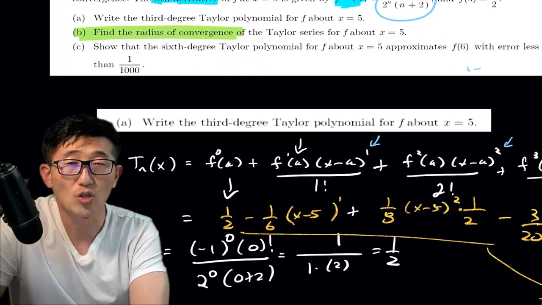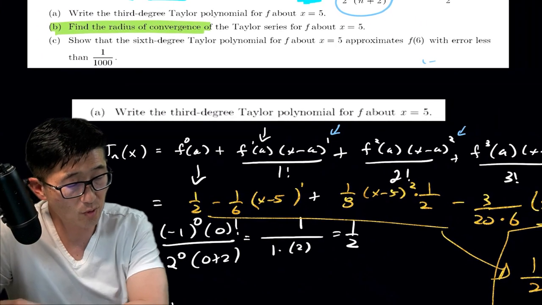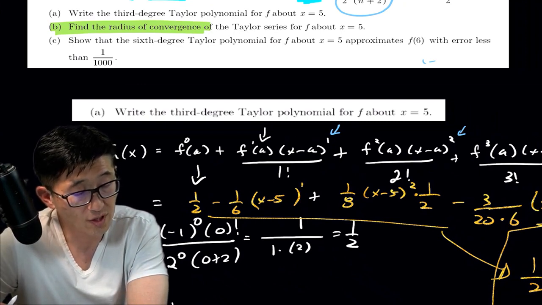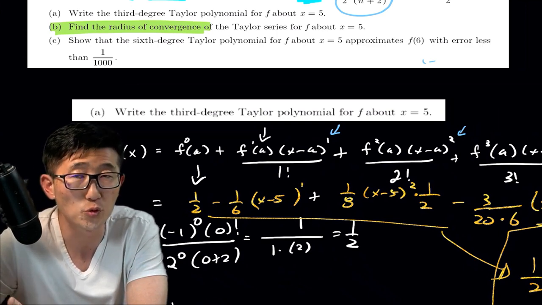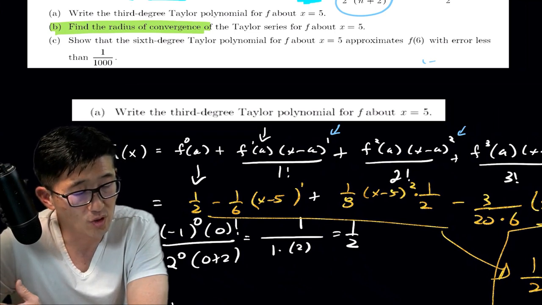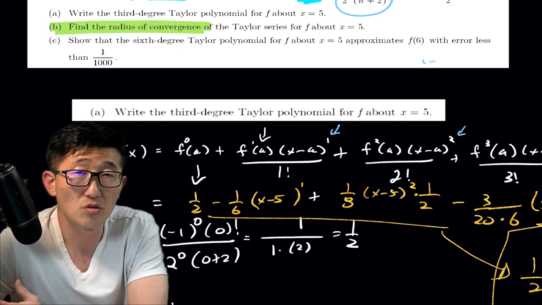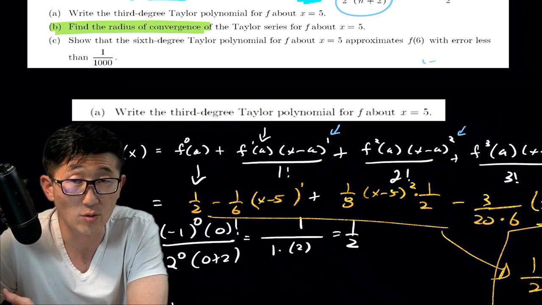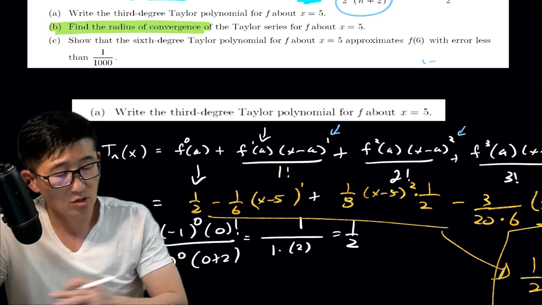Okay, lastly, we need to show the 6-degree Taylor polynomial for f about x equals 5 approximates f of 6 with an error less than 1/1000th. Okay, so we just need to prove that the error up to the 6th degree is less than 1/1000. Now, we don't know the actual approximation because to find the approximation or the error, we have to subtract it from the actual amount. Does that make sense? So let me show you.